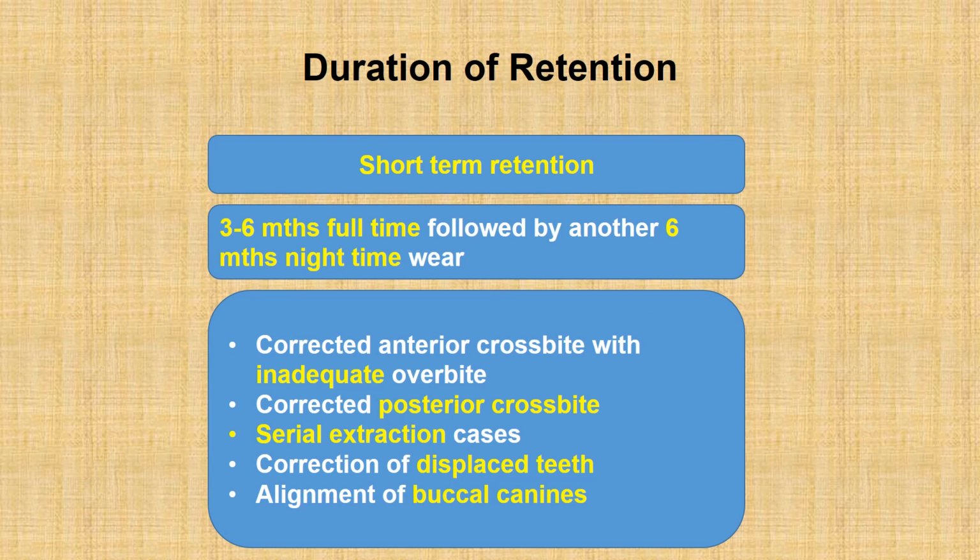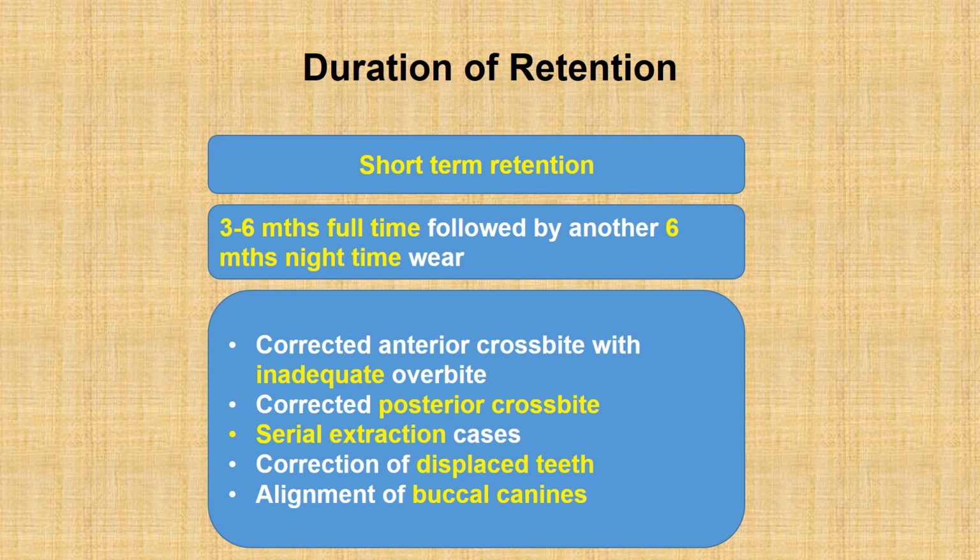Okay, short-term retention. Short-term retention is usually 3 to 6 months full-time wear, followed by another 6 months night-time wear. Now, this is usually provided where the corrected anterior crossbite doesn't have a sufficient overbite to hold the teeth in the corrected position. Now, posterior crossbite, serial extraction cases, alignment of displaced teeth and alignment of buccal canines are the indications for short-term retention.